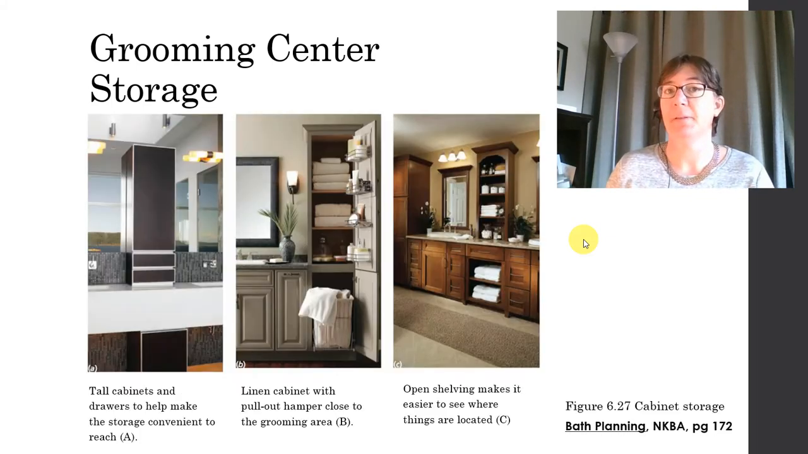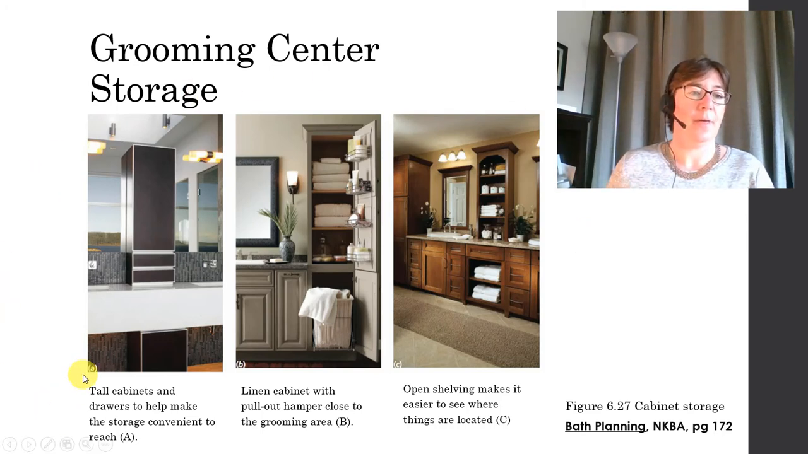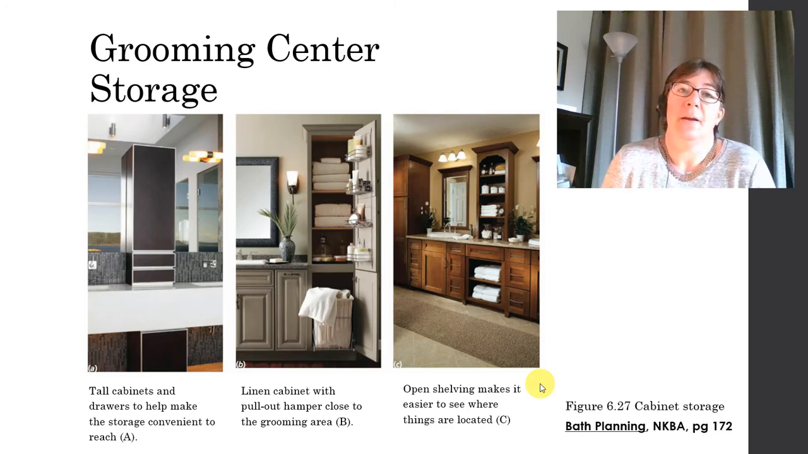So here's a couple of examples of some bathroom storage at the grooming center. Let's start over here with example A. We've got some tall cabinets and drawers. These make the storage convenient to reach because they've got the drawers to pull out. The next one has a linen cabinet with a pull-out hamper. It's right next to the grooming area. And your third example here has some open shelving, and that makes it easier to see what is in there and where things are. Might be important for a guest bathroom or a powder room.